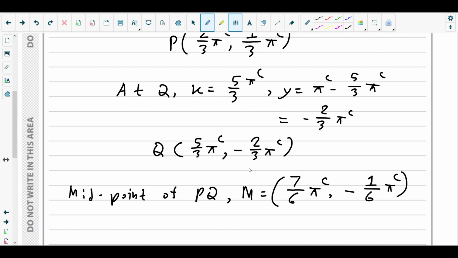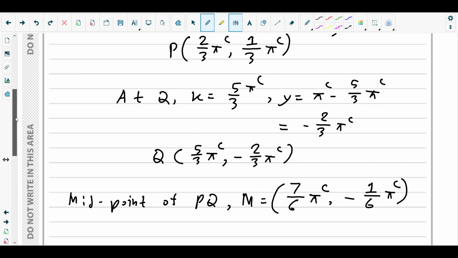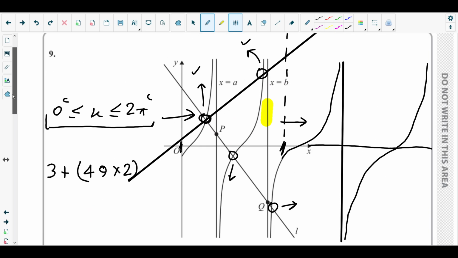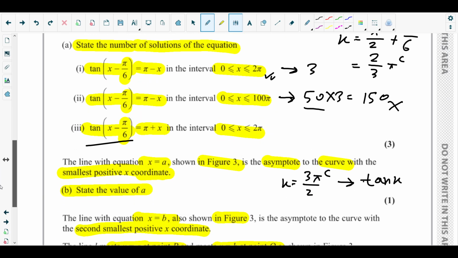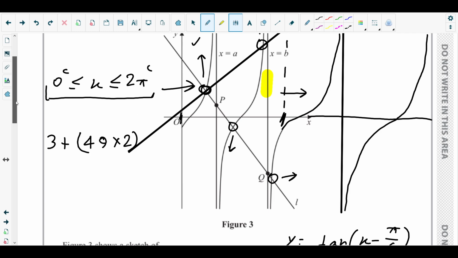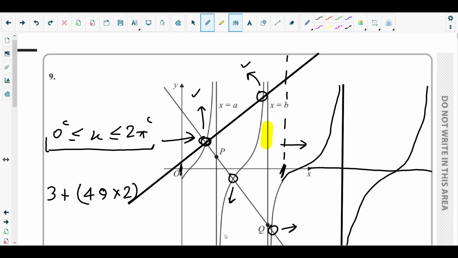So this is the coordinates of the midpoint of PQ, and that's all about part C of question number 9. And that's the end of question number 9 from the May 2024 P1 regional paper.